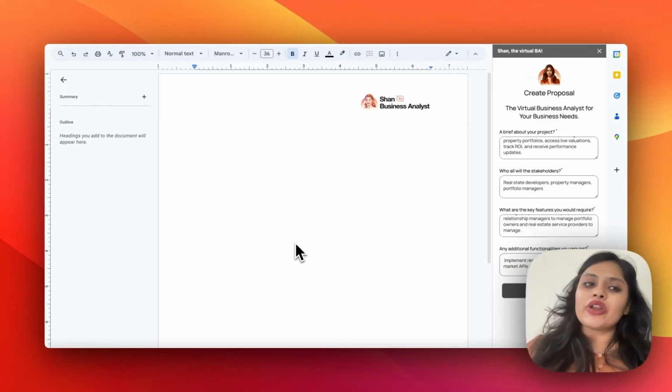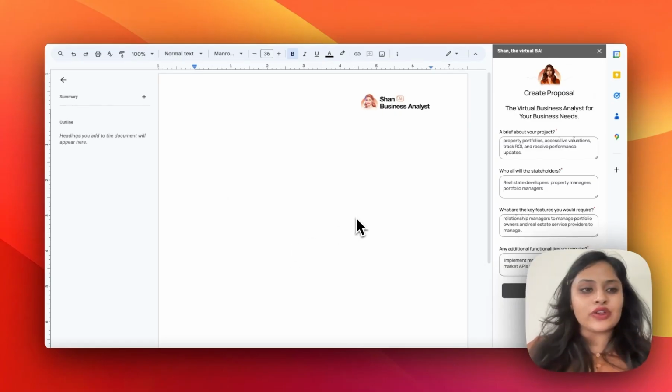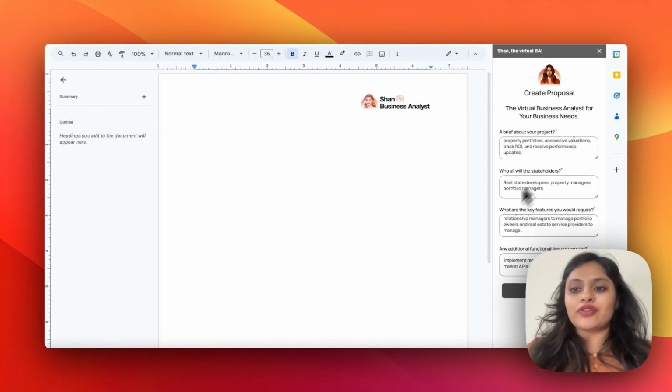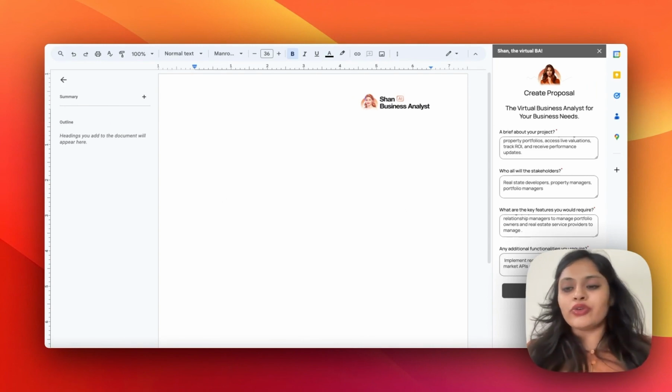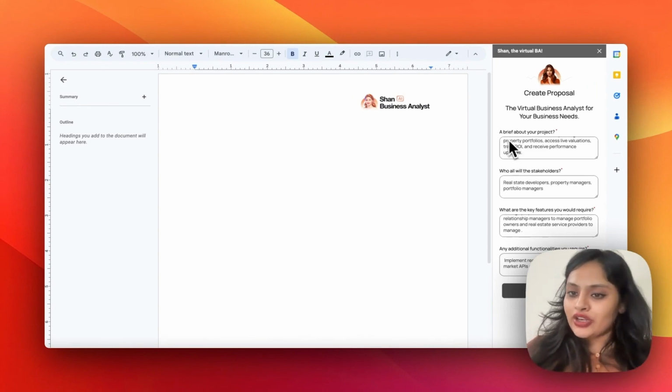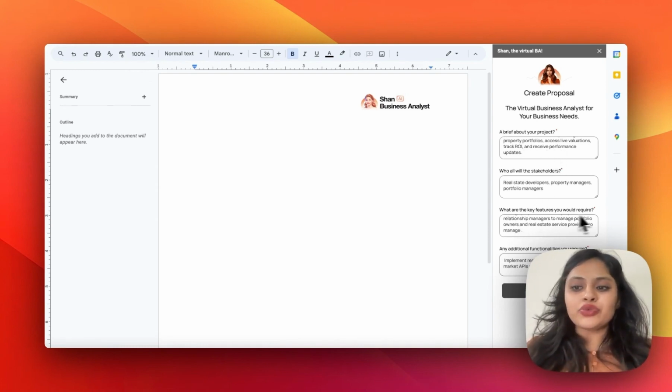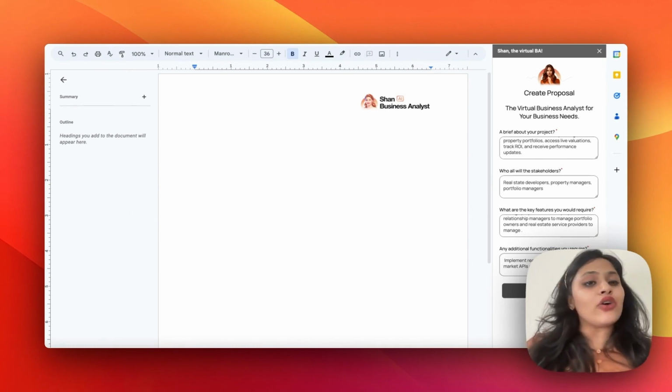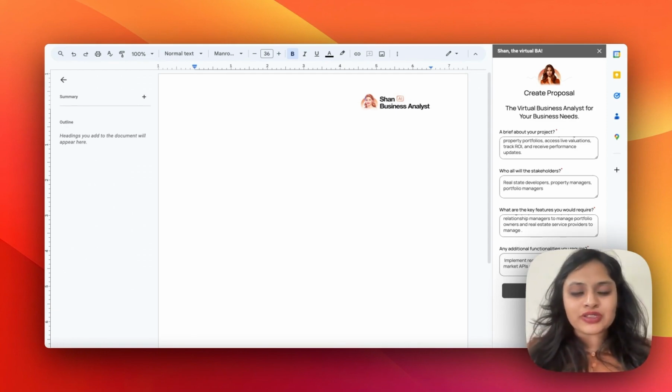So this is what the product looks like right now. For the first version, it's an extension that you can eventually just download for your product. You kind of just enter a brief about your project, who will be your stakeholders, what are the key features you require, and any additional features that might be out there. And for now, I already have put in the requirements because I didn't want to sit here and waste time.